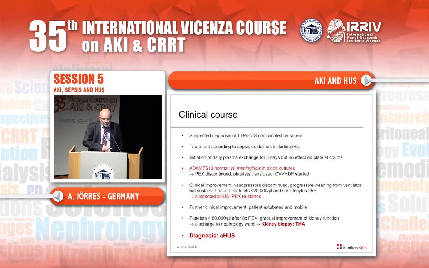In the next couple of days, there was marked clinical improvement, vasopressors could be discontinued, and weaning from the ventilator went well, but the patient remained anuric, platelets remained below 20,000, and fragmented blood cells remained above 5%. And then we thought, well, maybe there is still something more to it than just sepsis, and restarted plasma exchange, which finally led, after 8 treatments in total, to an increase of the platelets to above 80,000 and a gradual improvement also of kidney function, and the patient did not require further renal support.